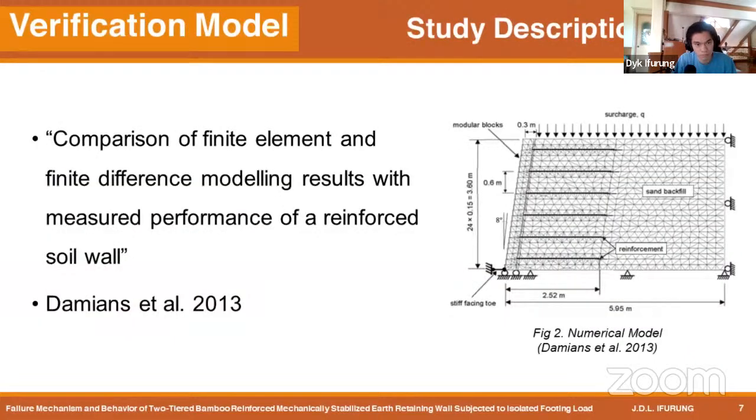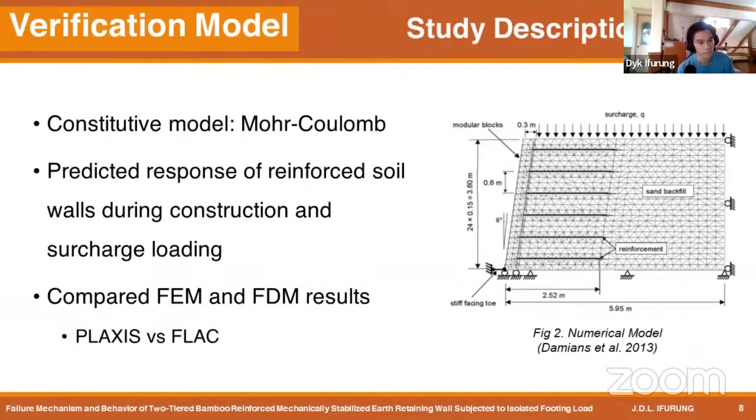My verification model is based on a study of Damians et al. 2013, entitled Comparison of Finite Element and Finite Difference Modeling Results with Measured Performance of a Reinforced Soil Wall. It modeled the soil using Mohr-Coulomb, and it is about the predicted response of a reinforced soil wall during construction and surcharge loading. It then compared the results on Plaxis and FLAC, which use FEM and FDM respectively.